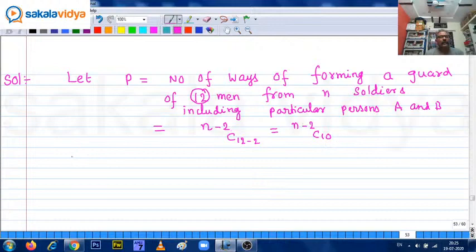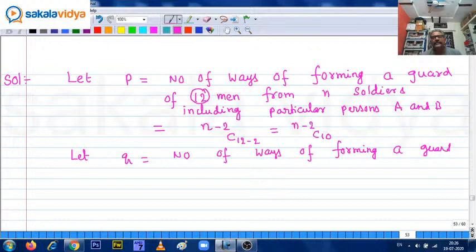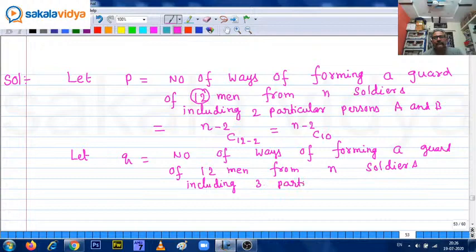Now let Q be the number of ways of forming a guard of 12 men from N soldiers, we do not know the number of soldiers, including three particular persons C, D and E. That means this time three particular persons need to be included.